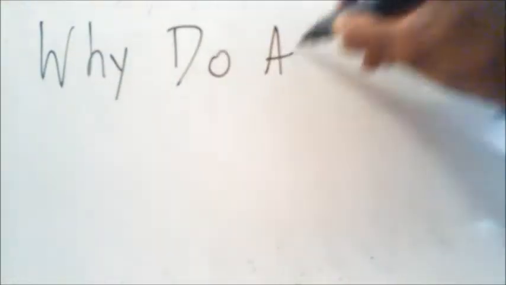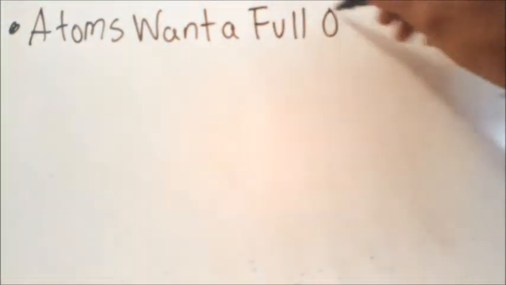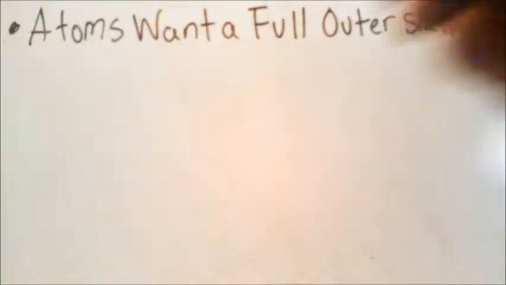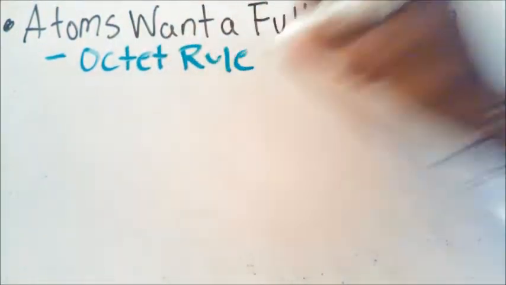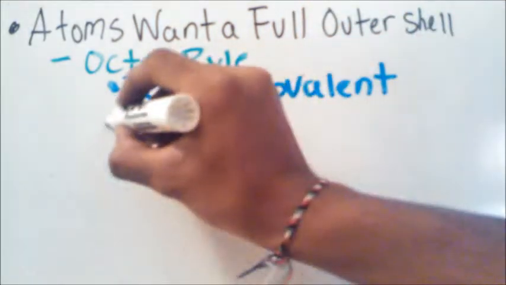So back to the original question. Why do atoms form bonds? One reason is to complete their full outer shell. This is synonymous to the octet rule and can be obtained by ionic, covalent, and polar covalent bonding.